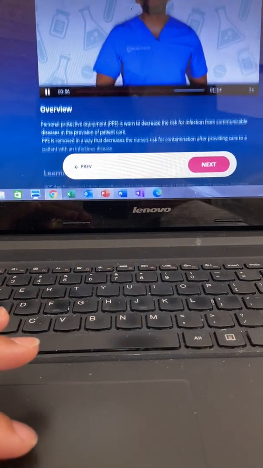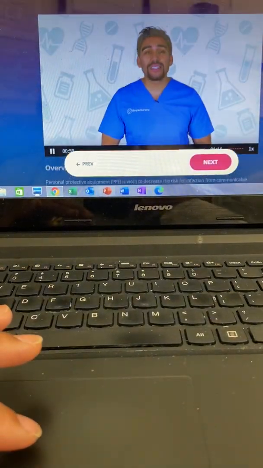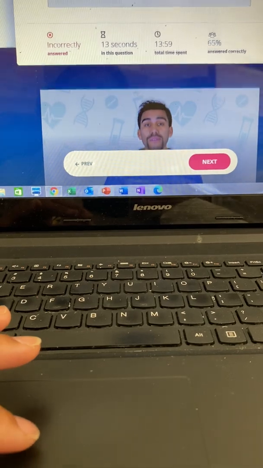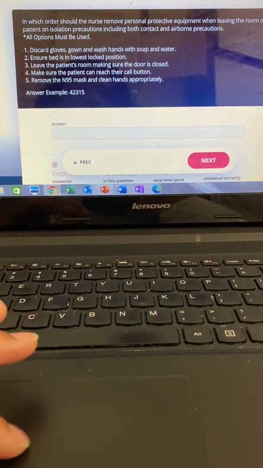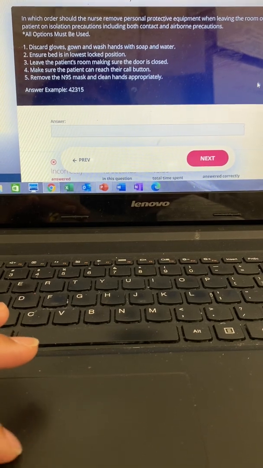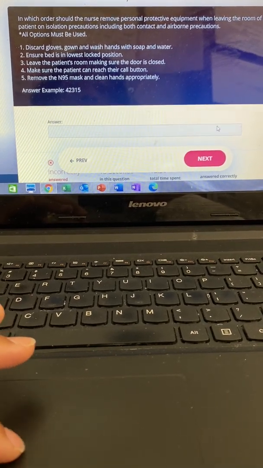And our last 2 things here, we always exit the room and make sure the door is closed as we follow precautions. And very last, we take off that N95 mask and then wash your hands again. Okay, that wraps it up.